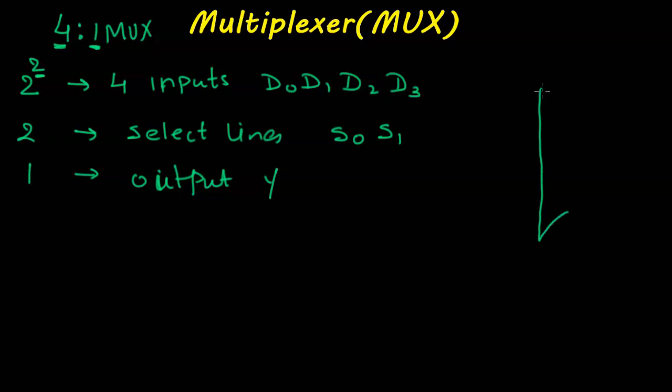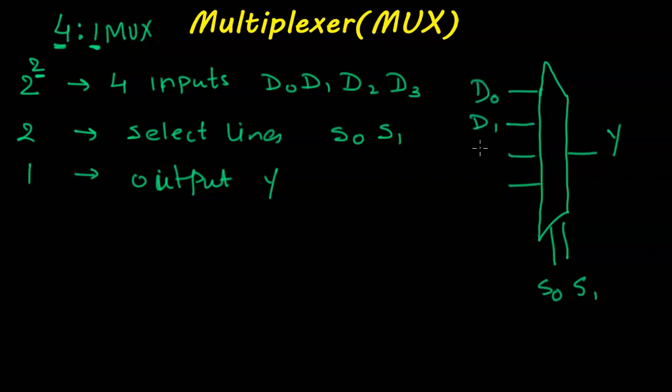Let's draw a MUX, which is a trapezium, which has an output Y. We have 2 select lines, S0 and S1, and we have 4 inputs. What are my 4 inputs? D0, D1, D2 and D3. And here we have it. We have our 4 inputs, a 4:1 MUX.